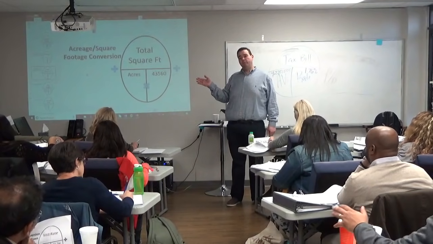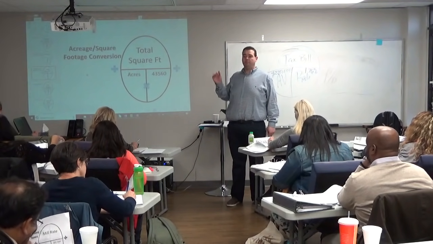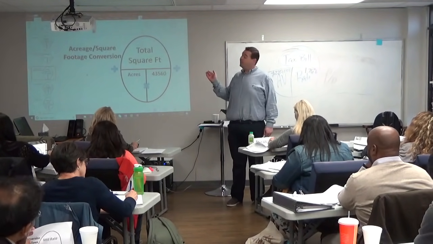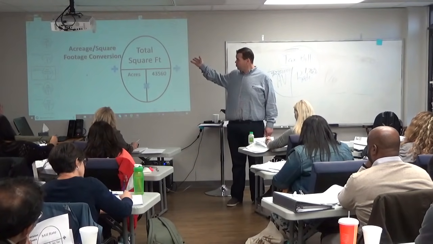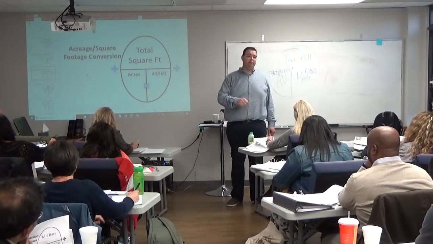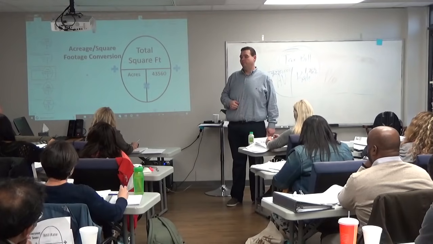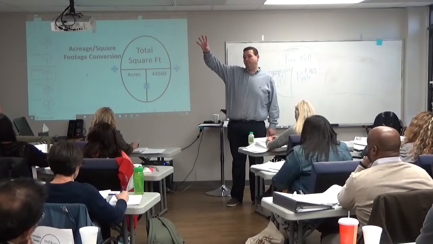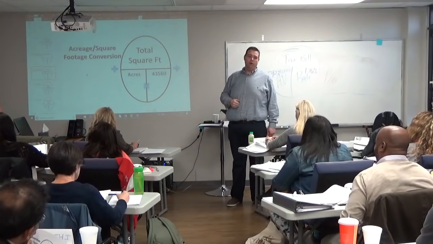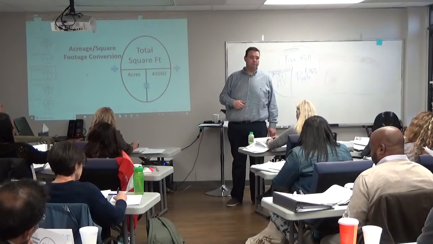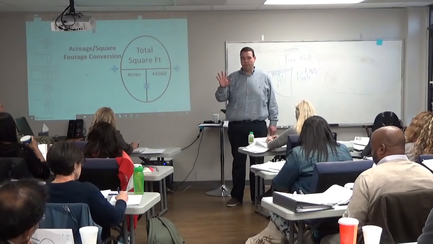Acres times 43,560. If they give you total square footage and ask you for acreage, what are you going to do? Square feet divided by 43,560. Is everybody okay? You understand that so far?